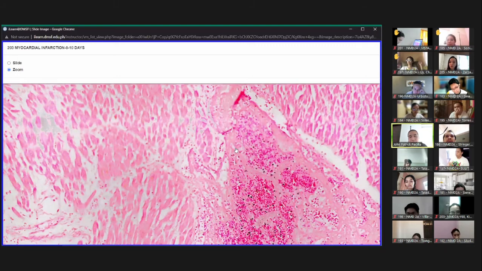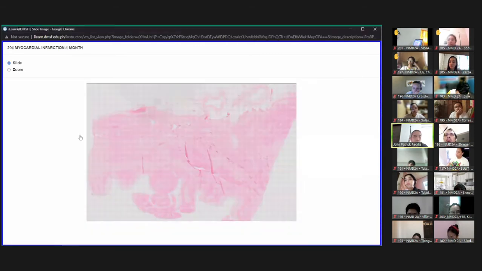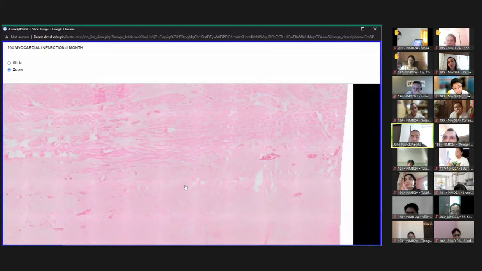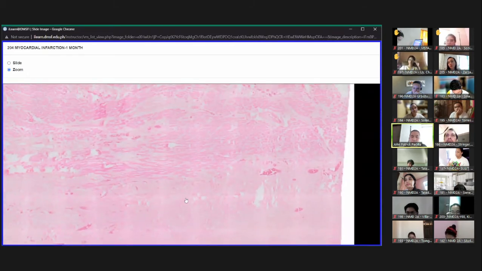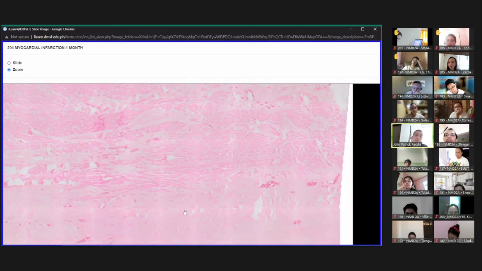Next, we have 1 month after. Okay. So in 1 month after, you have here the cardiac myocytes. Again, you have to go back to this particular slide because this may confuse you with amyloidosis of the heart. Okay, you go back to this particular slide next time.